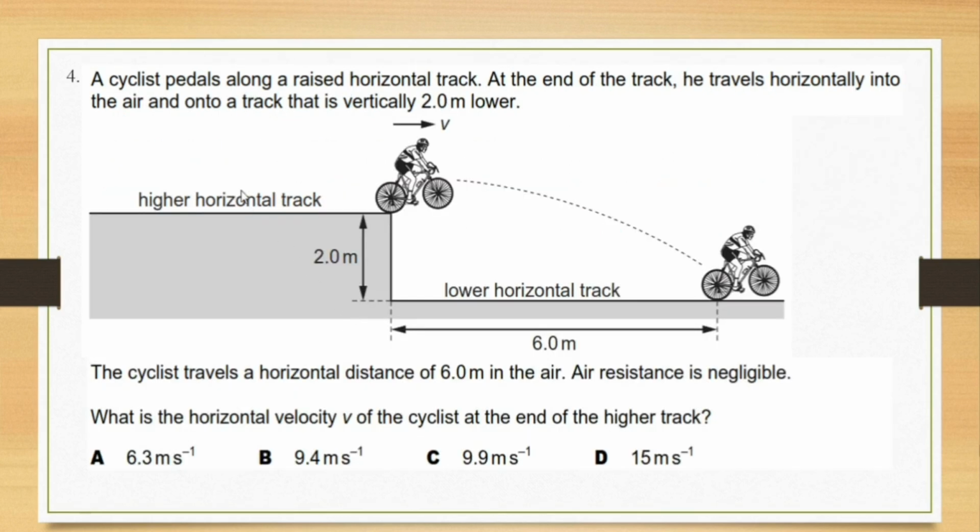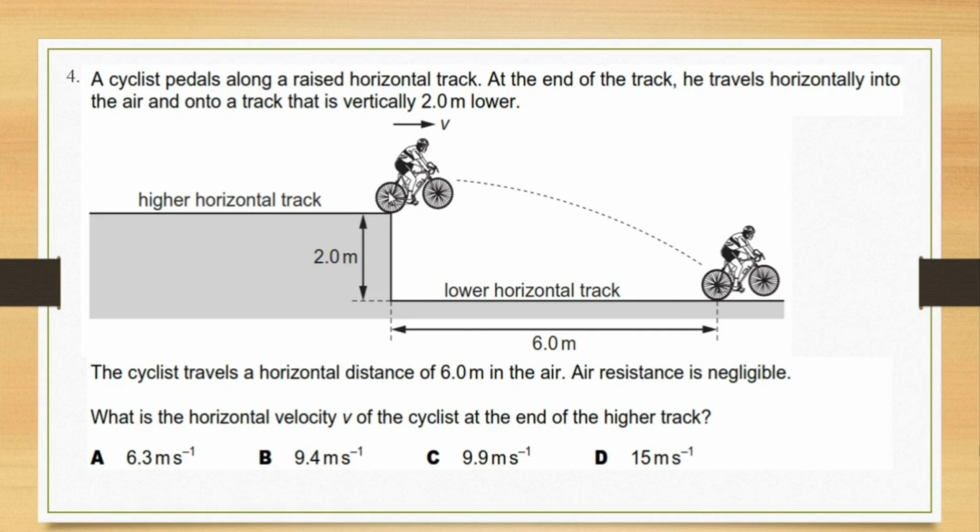Number 4. A cyclist pedals along a raised horizontal track. At the end of the track, he travels horizontally into the air and onto a track that is vertically 2 meters lower. The cyclist travels a horizontal distance of 6 meters in the air. Air resistance is negligible. We want to find the horizontal velocity at the end of the higher track.